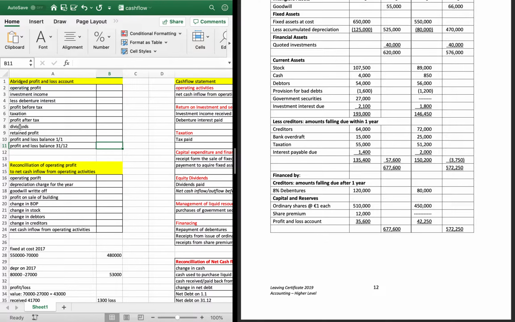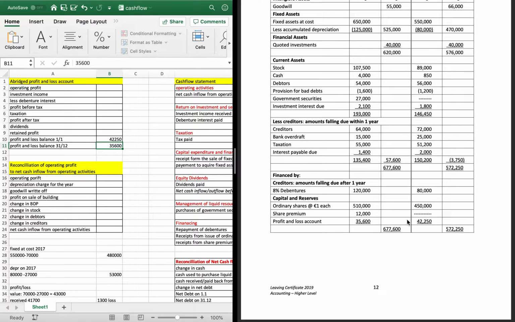Now we have all of this information here, every single bit of it, so we have enough to do it. The profit and loss balance on the 31st of the 12th is this number here, 35,600. That's given to us in the balance sheet. And the profit and loss balance on the 1st of the 1st is the same line from last year, 42,250. Because if you ended last year with 42,250, you start this year with 42,250.